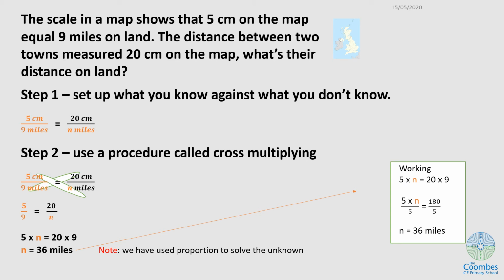Now, what we know in arithmetic is if 5n is 180, what is 1n? In other words, 5 lots of something is 180. What is 1 lot? So we know that we have to divide by 5 and also divide here by 5. So if I divide 5 times n by 5, I'll get an n. And if I divide 180 by 5, I'll get 36. So the distance on land is actually 36.